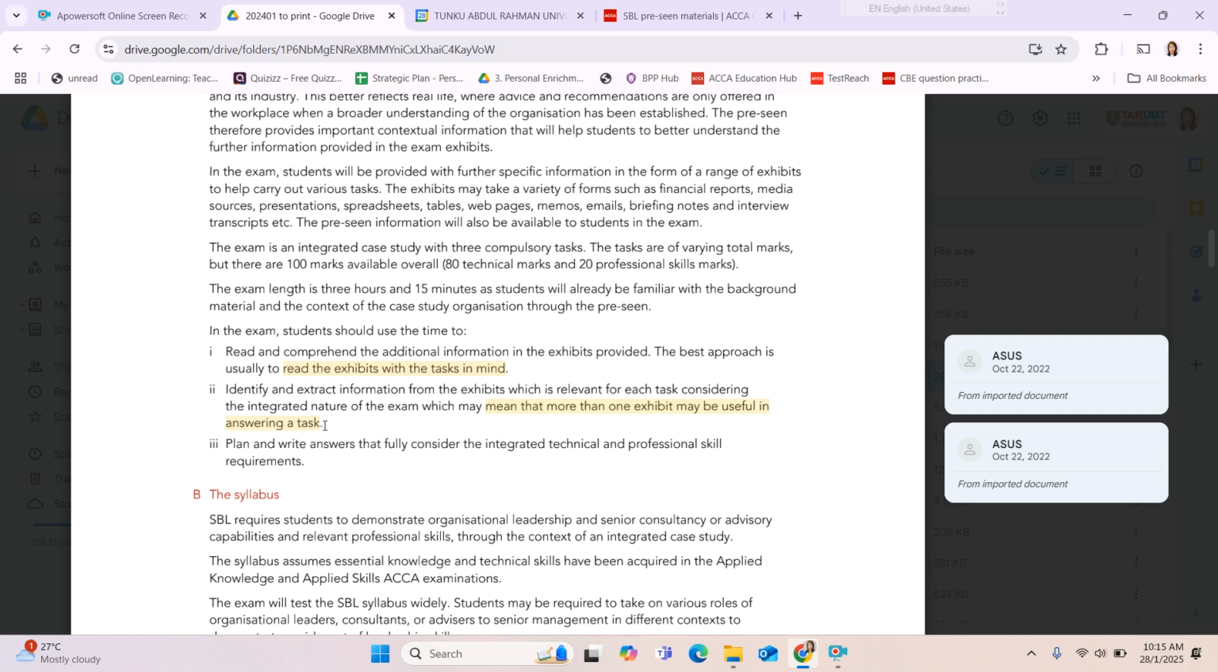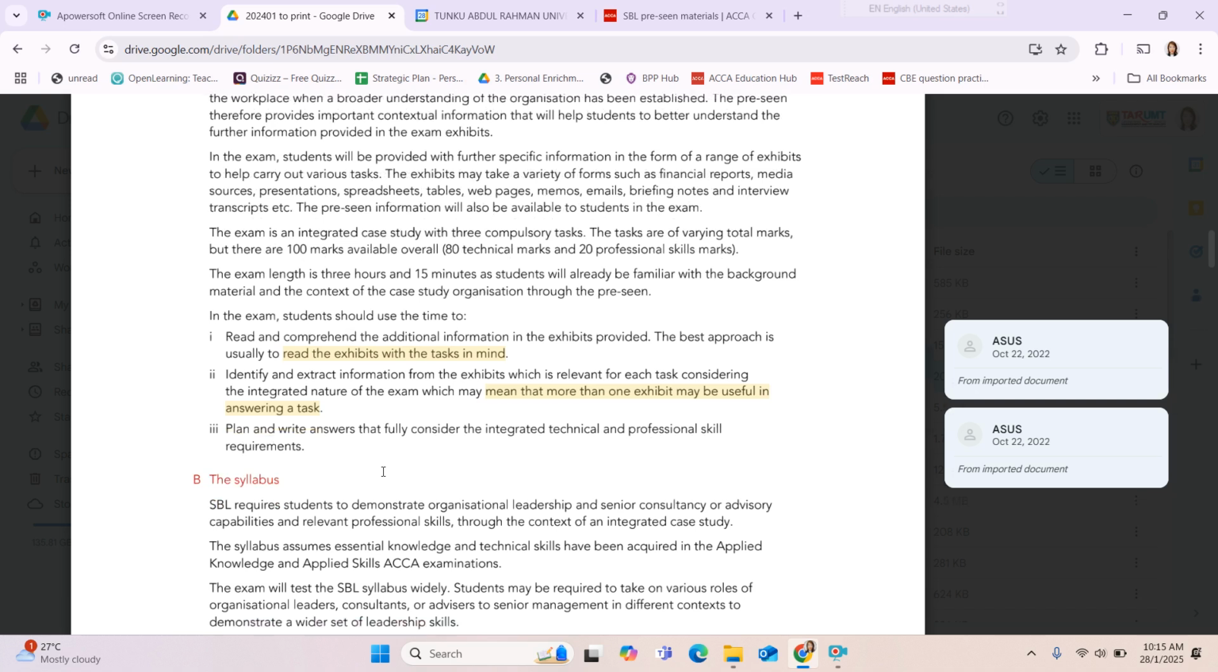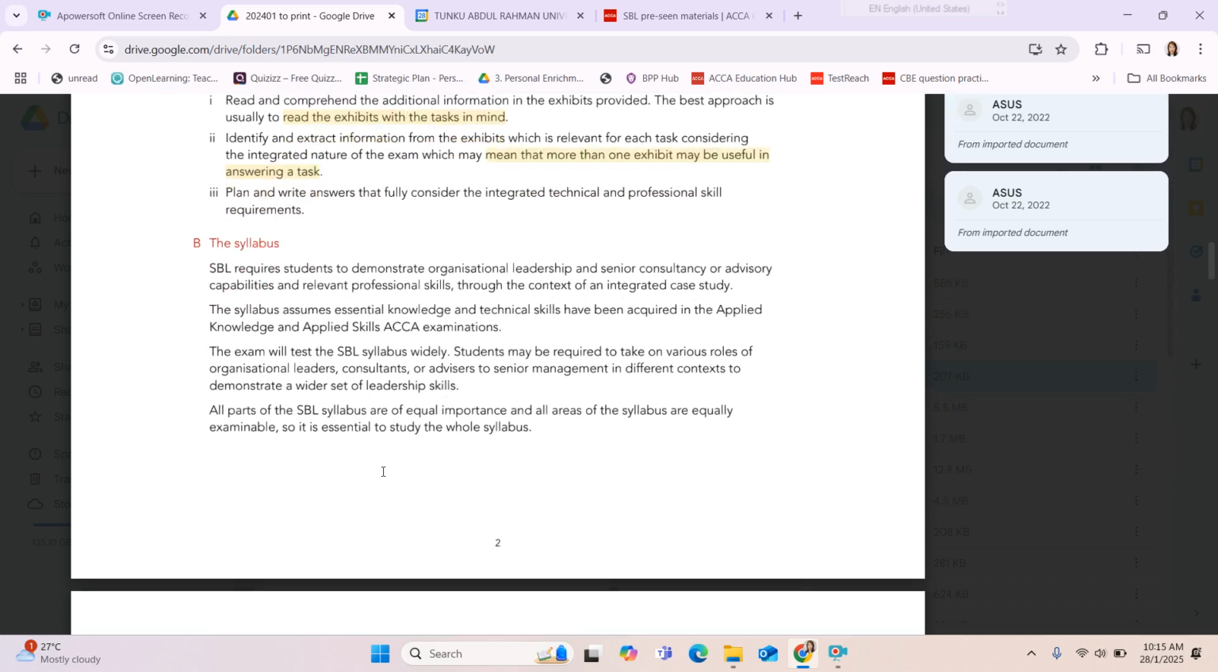I always read through all the tasks, and then after that, I read through all the exhibits because I want to see if there are any other points that I can write which appear in other exhibits that I didn't read if I go task by task, right? Okay, so that is something that I would like to share with you.